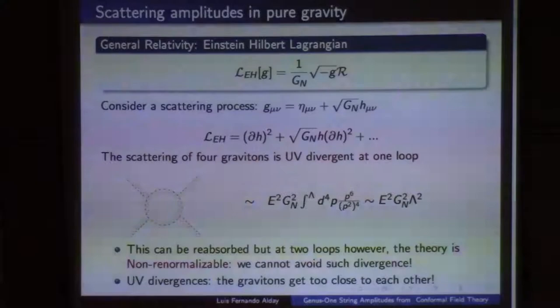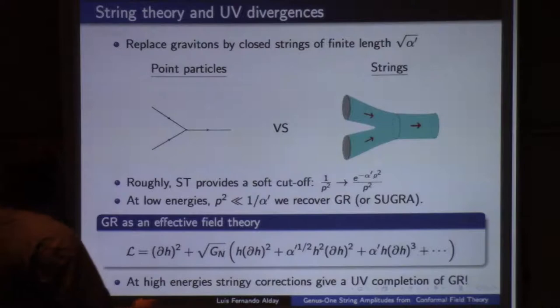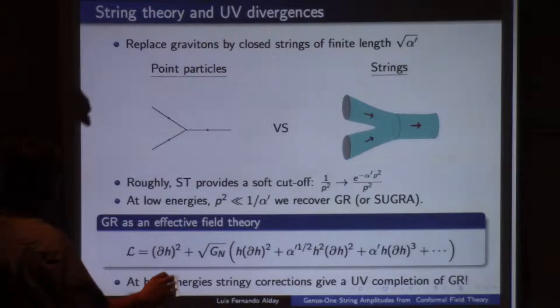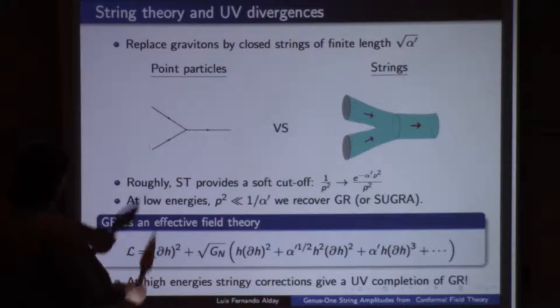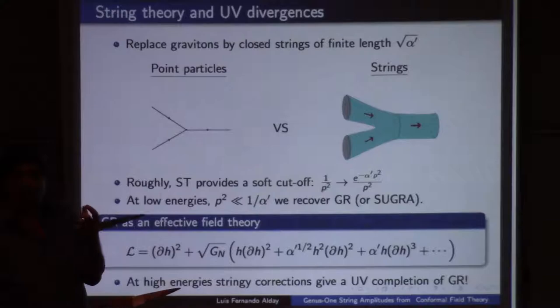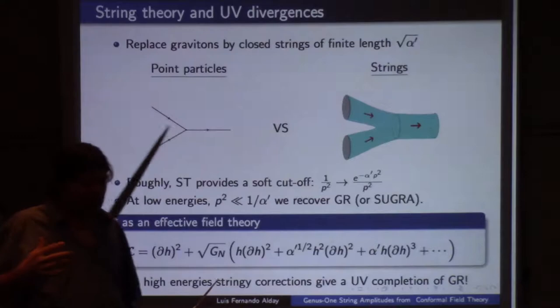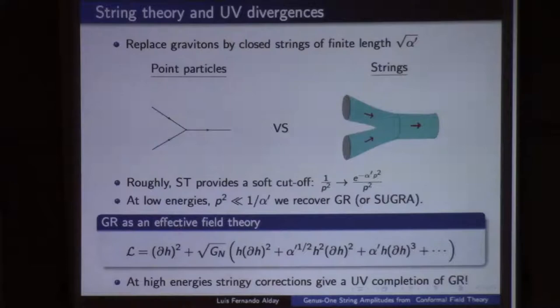One of the alternatives to get something finite is the proposal of string theory. In string theory, we are replacing gravitons by closed strings of finite length, square root of alpha prime. Here you see these two points get really close to each other, but if you replace the gravitons by strings, then this doesn't happen anymore. You can see in different ways why this regularizes the computation. Basically, string theory provides a sort of cutoff where, if you have a propagator 1 over p squared, you add this exponential damping term and integrals don't diverge anymore for finite alpha prime.